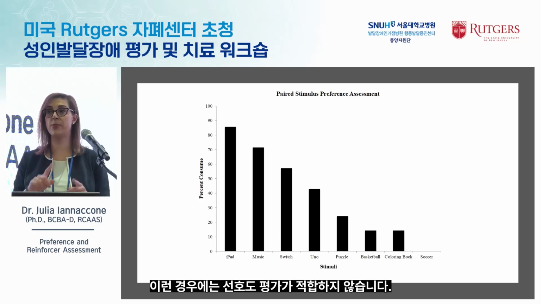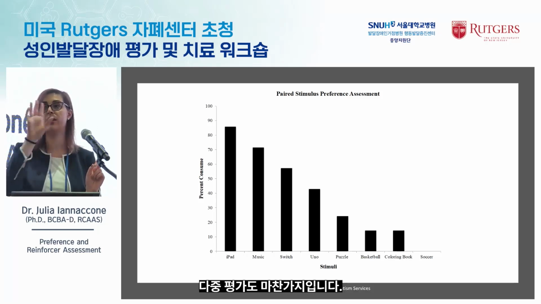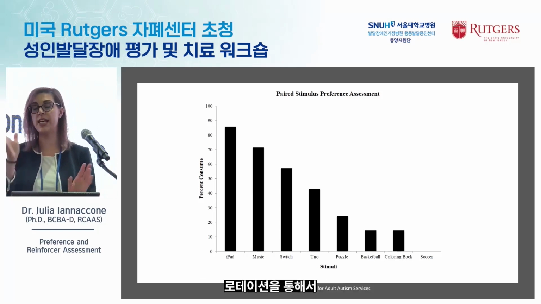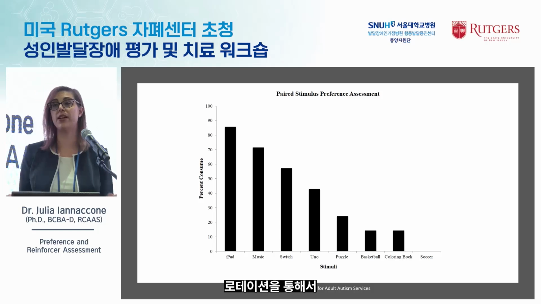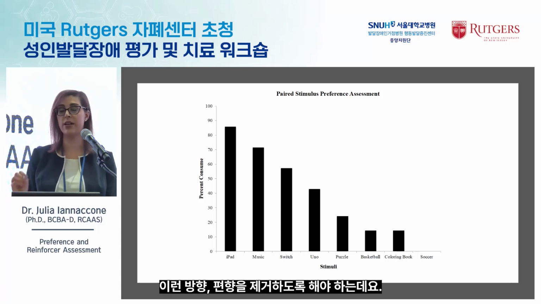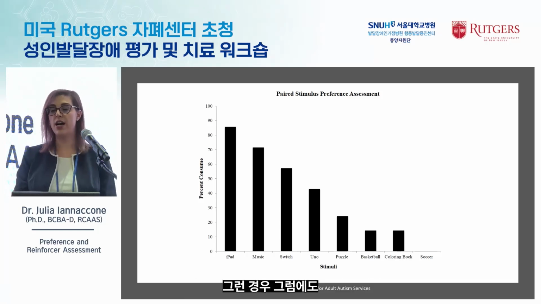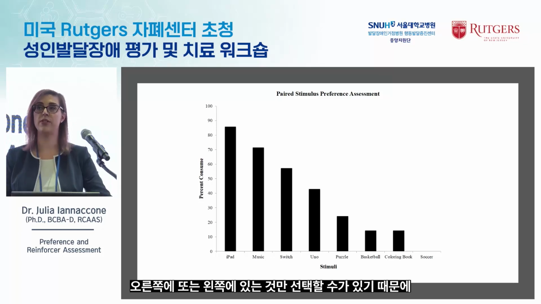Same thing with the MSWO. I mean, we do that rotation to try to counteract the side bias, but still it could happen. And they're just picking everything, any item that's on the right or the left. And when that happens, I would switch to a different preference assessment.